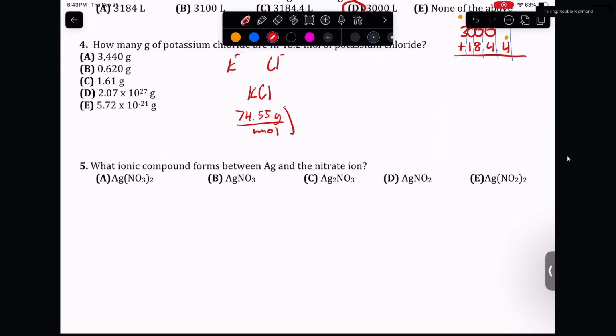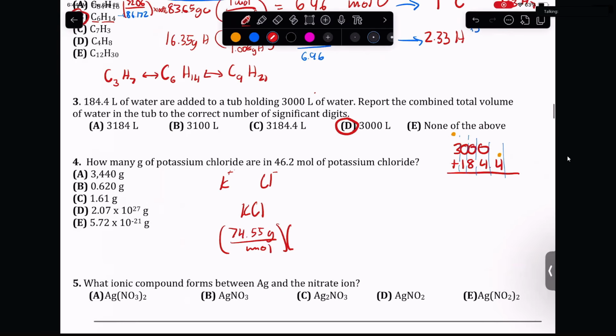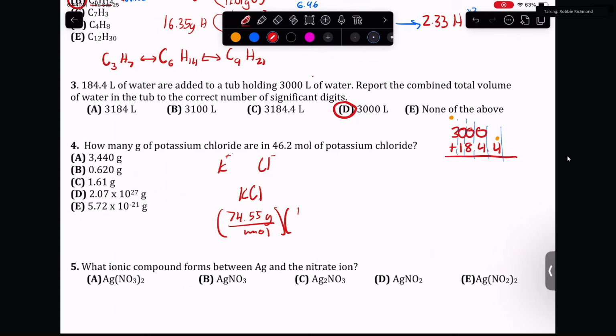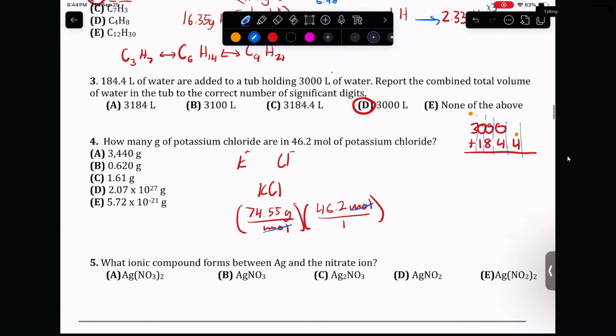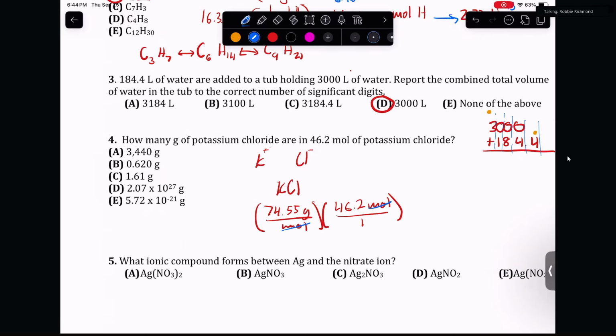Since we have 46.2 moles of potassium chloride, I put it on my numerator, moles cancel out, and we're left with grams. So it'd simply just be 74.55 times 46.2. I get 3,444.21. If we're looking at sig fig rules, we round to 3 sig figs, which is answer choice A.